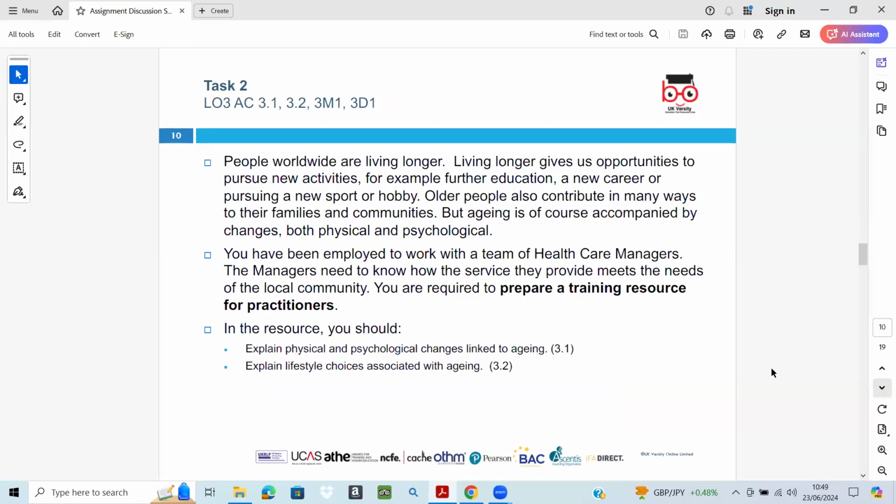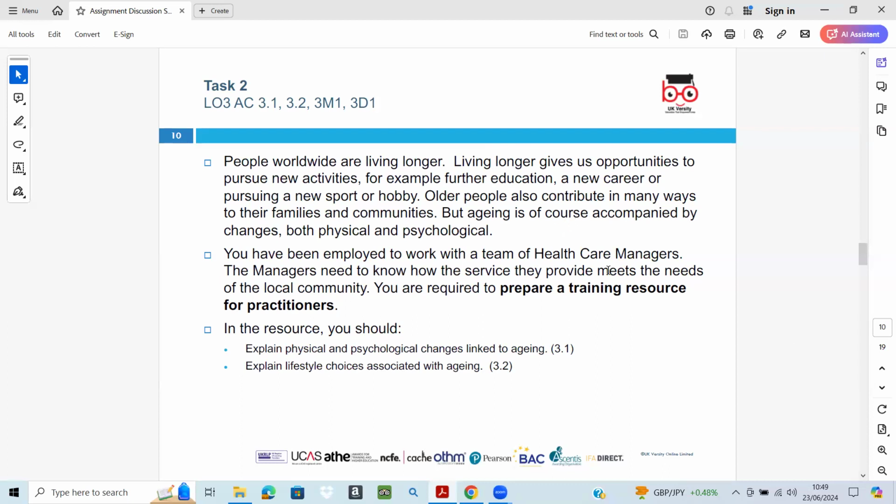We'll move to the next slide. In this slide, we need to discuss Task 2, Learning Outcome 3 and the assessment criteria 3.1, 3.2, and the merit criteria 3M1, and the distinction criteria 3D1.